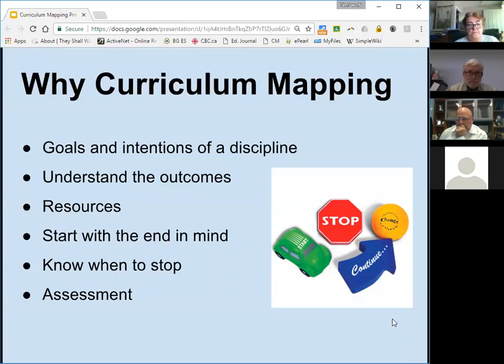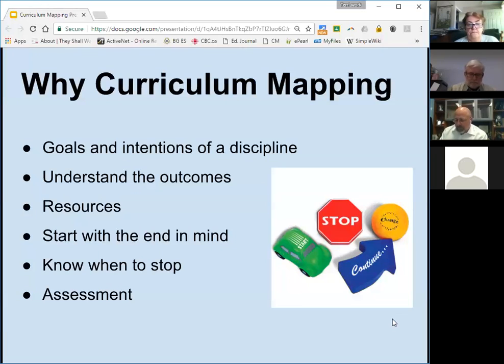It also lets us talk about resources. It's really interesting that teachers who've spent time with me curriculum mapping know that they shouldn't talk about the textbook to me, because the textbook isn't actually their program of studies. The learning outcomes are not all in the textbook.